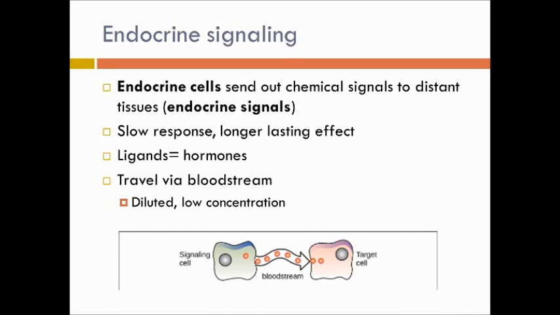With endocrine signaling, this will be very much the opposite of paracrine signaling. So with endocrine signaling, endocrine cells will send out chemical signals to distant tissues, and these generally have a slow response with a longer lasting effect. So in contrast to paracrine signaling, the neuronal communications, which had a fast response with a short lasting effect. The ligands with endocrine signaling are called hormones, and they travel through the bloodstream and tend to be in a diluted or lower concentration.